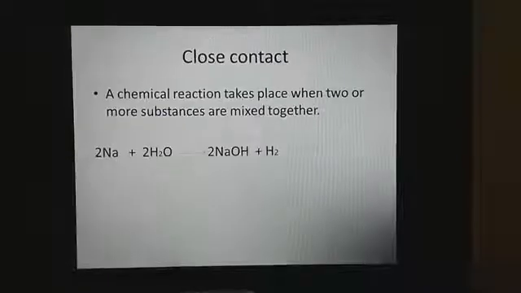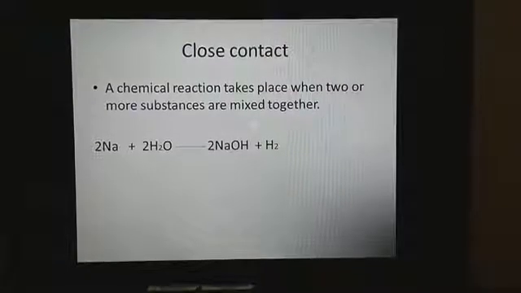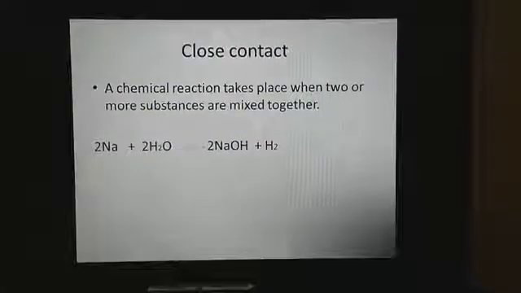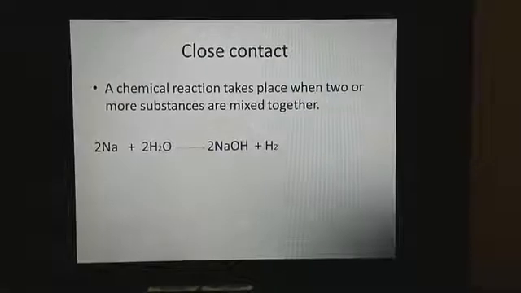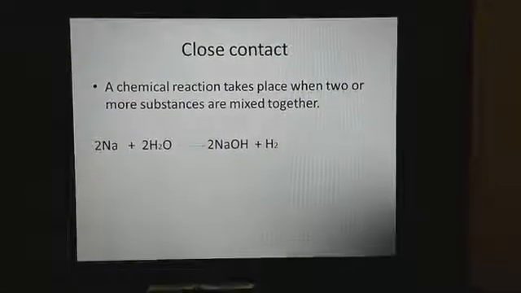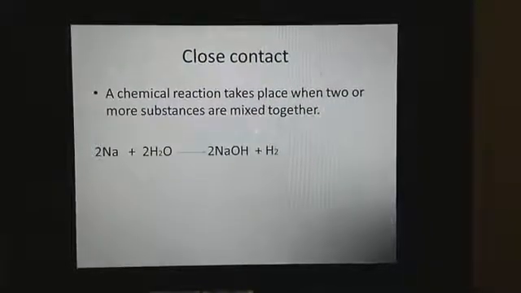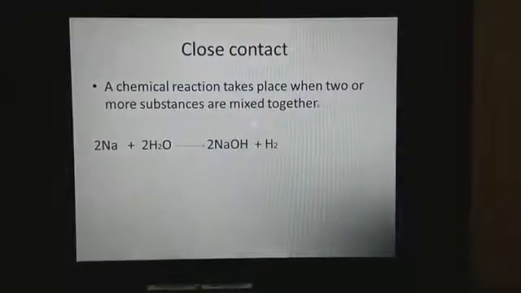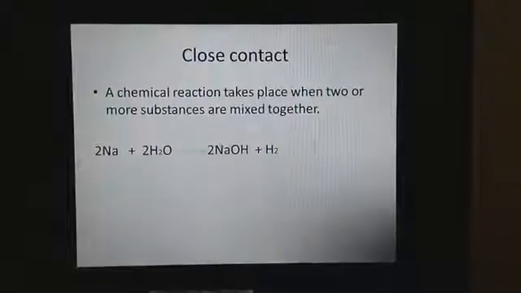So first is close contact. A chemical reaction takes place when two or more substances are mixed together. It means when they directly come into contact with each other, then only there will be a reaction. Otherwise they will remain unaffected. An example: when sodium reacts with water, means when sodium mixes with or comes in contact with cold water, it gives sodium hydroxide, that is NaOH, plus H2, hydrogen gas.